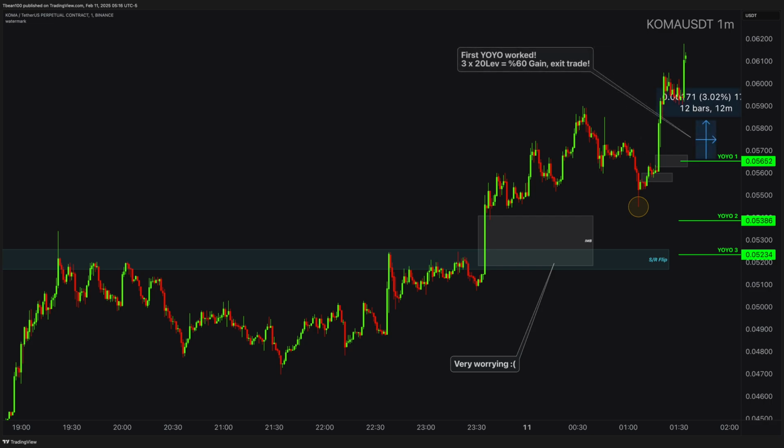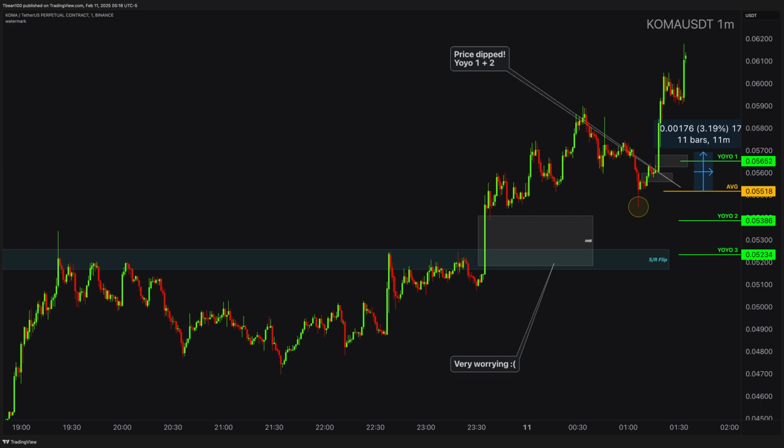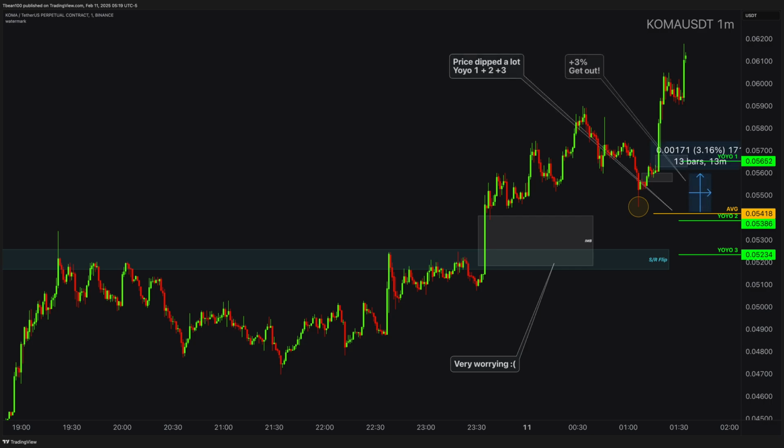Now, if the first order works, you shall not get greedy. Get your 3% move, and if you use 20x leverage, it should give you around 6% profits and then exit. If the price dips further and gets your second order, an average is created here. Again, the only thing you should care for is 2 to 4% move at most. Get in, get out, get in, get out. If all three orders hit, now you have a big average here. Again, the same, looking for a quick move to get out of the trade. I hope that everything makes sense until this point.